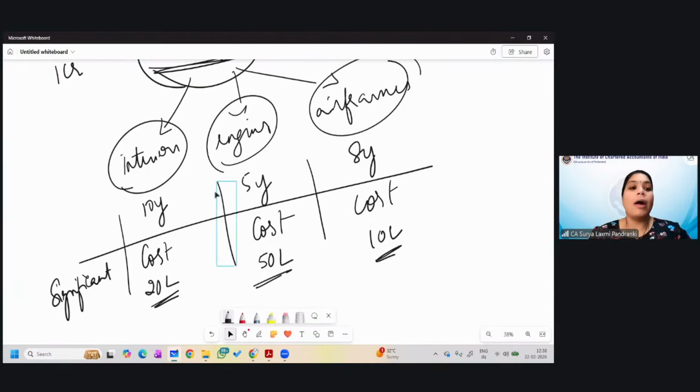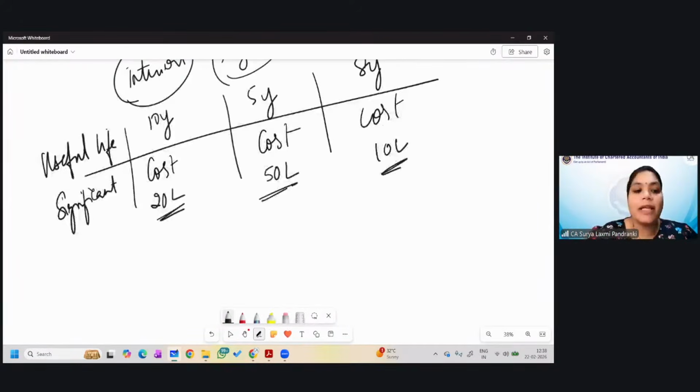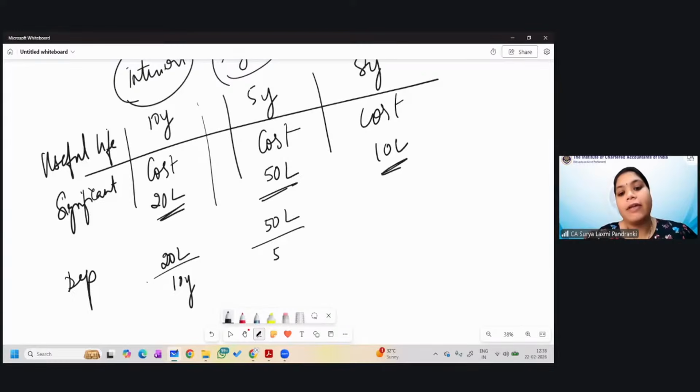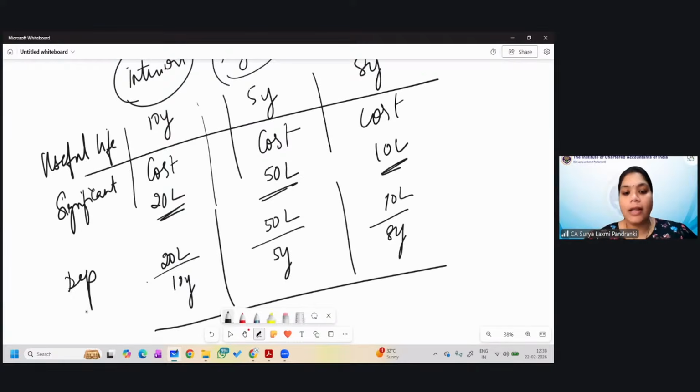So when the components have a cost of very significant amount, and their useful life is also different, then you will start providing depreciation also separately, which means the depreciation for this will be 20 lakhs by 10 years. For this, it will be 50 lakhs by 5 years. And for this, it will be 10 lakhs by 8 years. So depreciation also will be provided separately for all three components. This is what is told by the Companies Act.